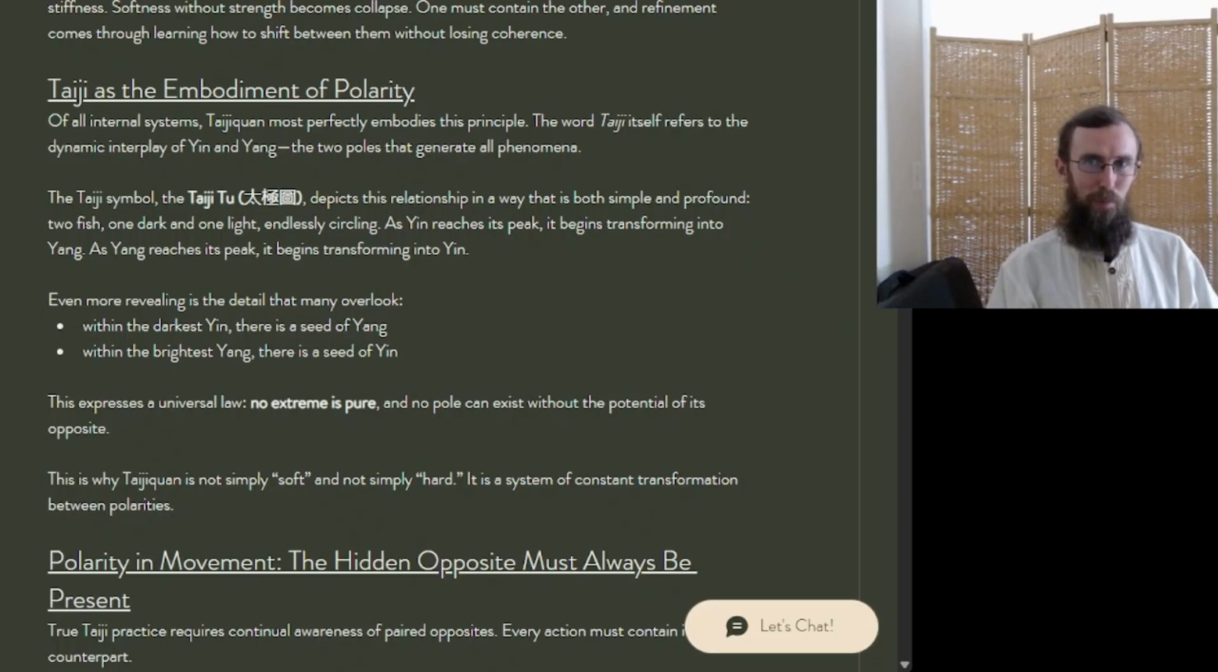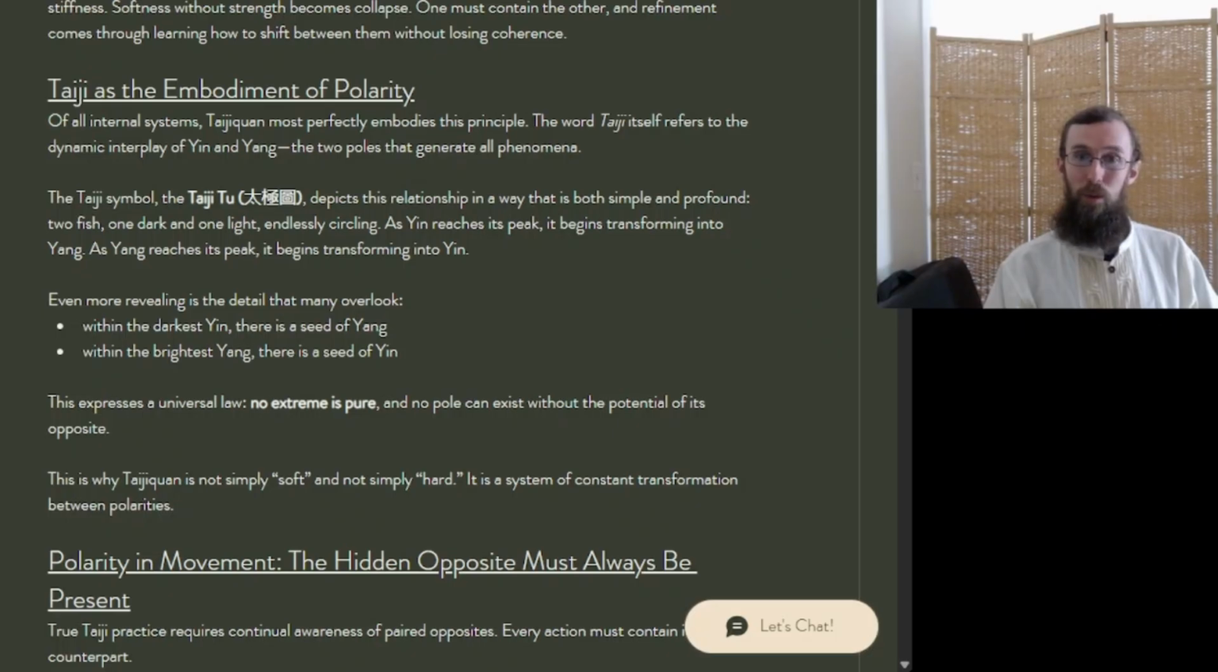As yin reaches its peak, it begins transforming into yang. As yang reaches its peak, it begins transforming into yin. Even more revealing is the detail that many overlook, that within the darkest yin there is a seed of yang. The little white dot in the thickness of black. And within the brightest yang, there is a seed of yin. In the thickness of the white area, there is a spot of dark. Each one contains the other.